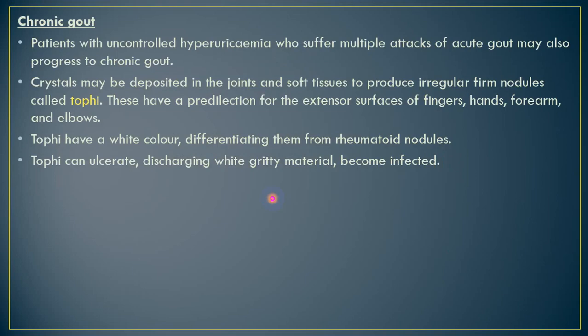If recurrent attacks of acute gout occur in the same joint over time, it can lead to chronic gout or chronic deforming arthritis. So in patients with uncontrolled hyperuricemia who suffer multiple attacks of acute gout, it may lead to chronic gout. In this condition, crystals can deposit in the joint and soft tissue, and it will lead to formation of an irregular firm mass or nodule. We call it tophi.